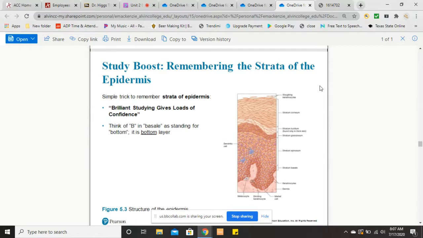Keep going. Then there's the stratum spinosum. Your stratum spinosum layer is called spinosum because some cells look like they have spines or spikes coming off of them. Those spines and spikes allow cells to hold on to each other. So this stratum spinosum layer is really good at resisting mechanical stresses. Yeah, because cells are holding on to each other here. Keep going. Go to the stratum granulosum layer.